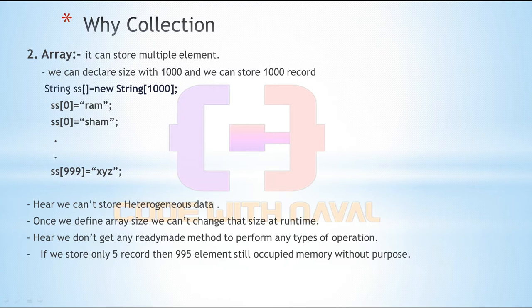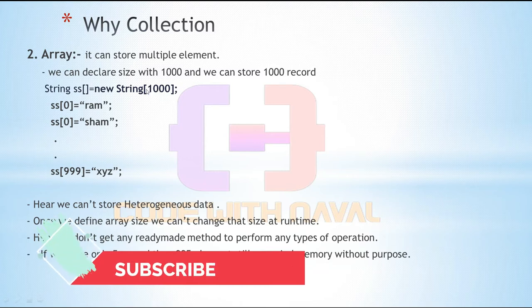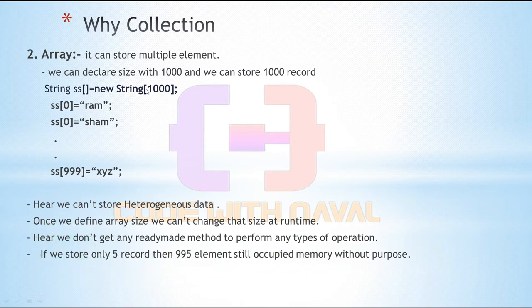Here we don't get such a type of method. Here also we don't get searching or sorting; we don't get a single method to perform any operation. If we store only 5 records, then 995 elements still occupy memory without purpose, and this is the most observable problem in arrays. If we declare an array of size 1000 and only 5 students occupy their space, then what about the other 995 spaces? Those also occupy memory without any purpose.